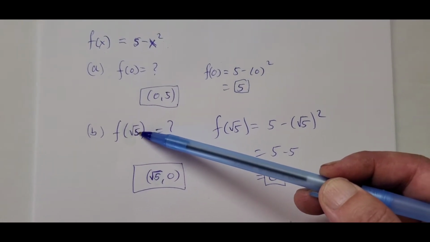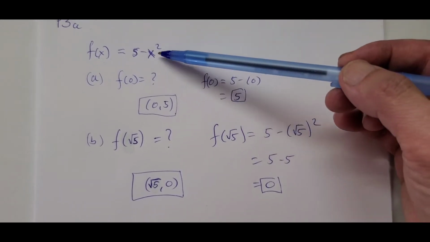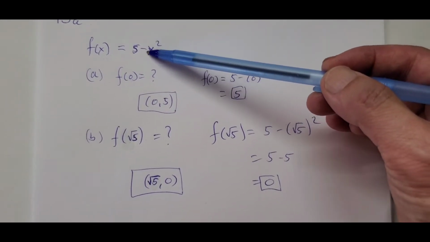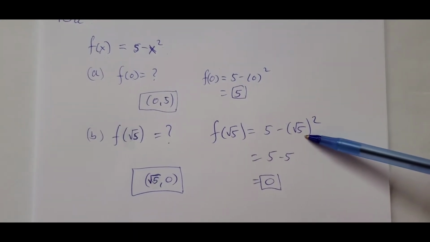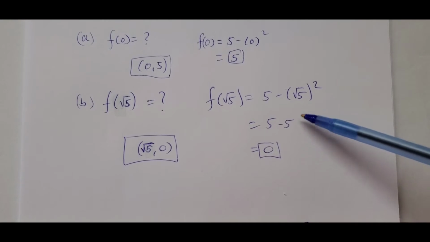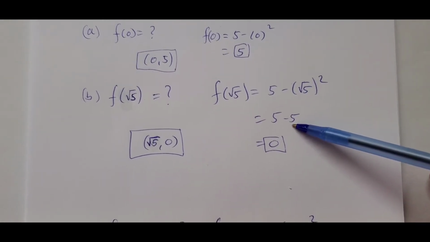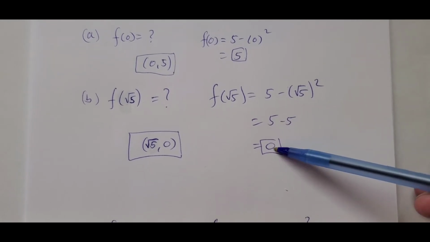Here I have square root 5. So put the square root 5 in. Okay. Where do I put it? In this x right here. So replace the x by square root 5. Okay. So square root and square cancels out. So I just have 5, but I have a negative in front. So it becomes negative 5. So 5 subtract 5 will be 0.